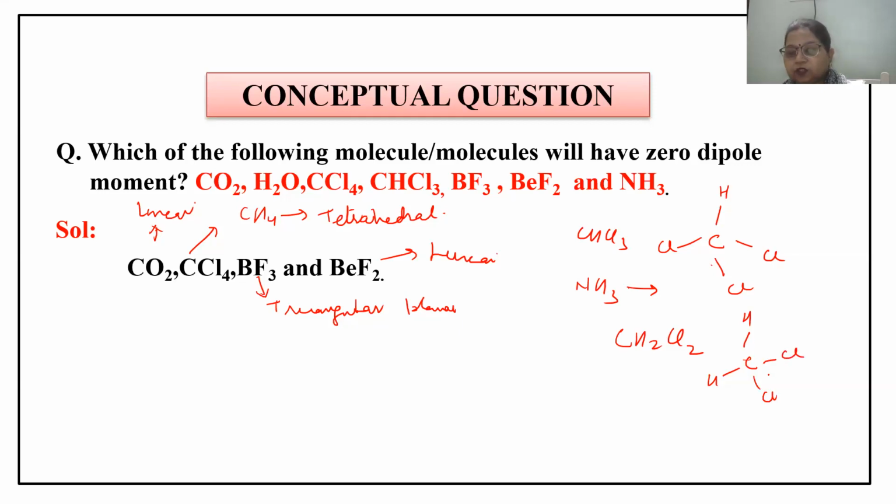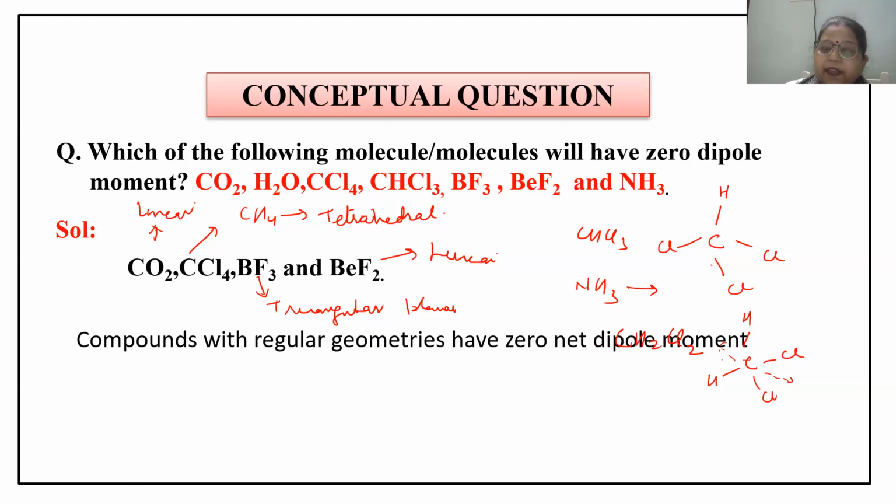The resultant of the C-Cl bonds will be in between them, and that of the C-H bond will be in between them. That will approximately cancel it out, right? At some places, different atoms are going to give you the net resultant. The best way to understand, or to have a generalization about it, is that compounds with regular geometries have zero net dipole moment. That is important for you to understand.